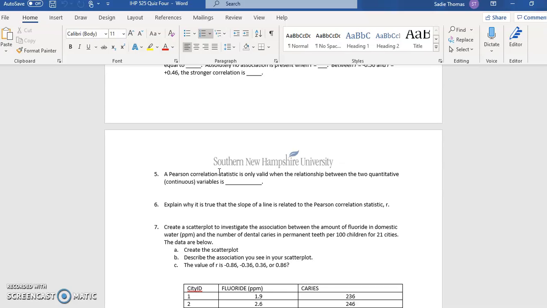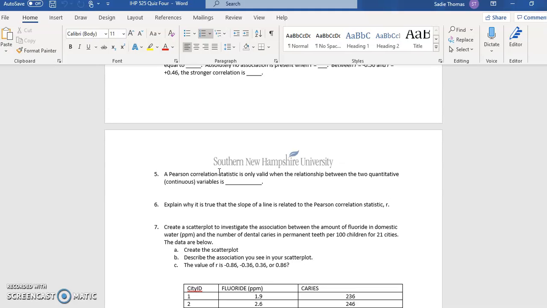For question 6, explain why it is true that the slope of a line is related to the Pearson correlation statistic, R. There are several ways to look at this. You could consider different pieces that make up the formula for the correlation statistic and for the slope of a line in regression. They might have some similar elements. You could talk about the signs, plus or minus, of these two statistics, things like that.